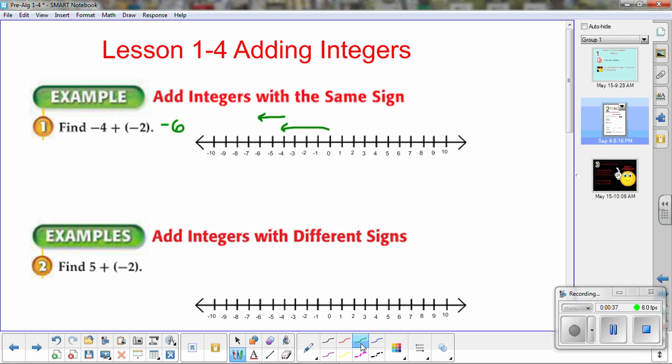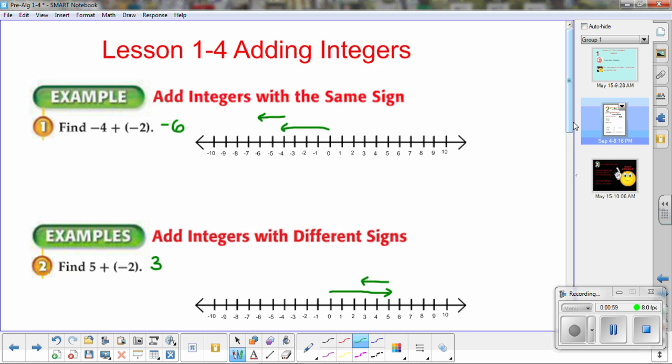In our second example, we're going to start at 0 and move to the right 5 since it's +5. And then we're going to move to the left to -2 since we're adding a negative, which brings us to 3.